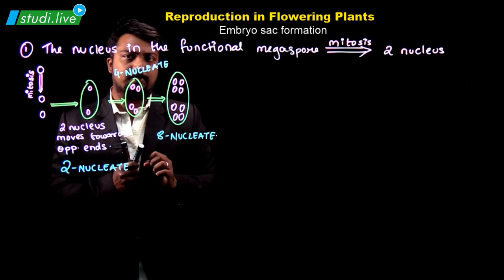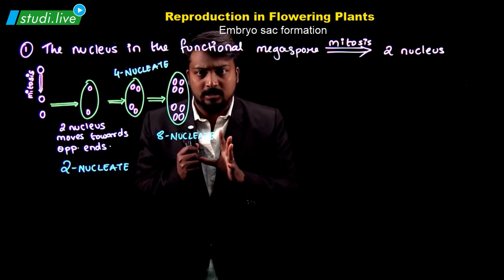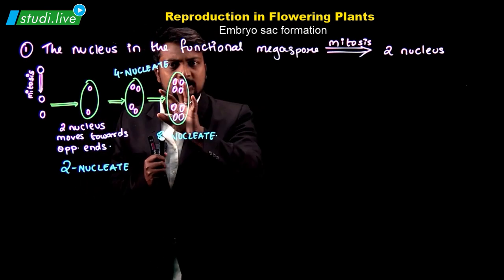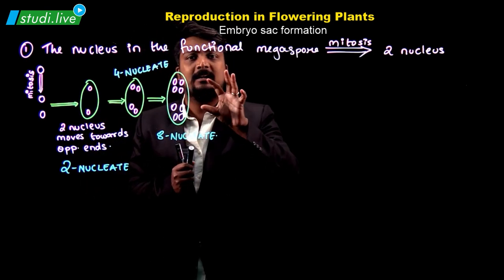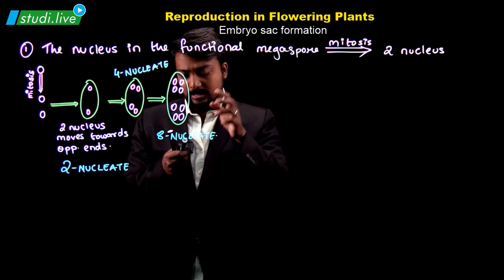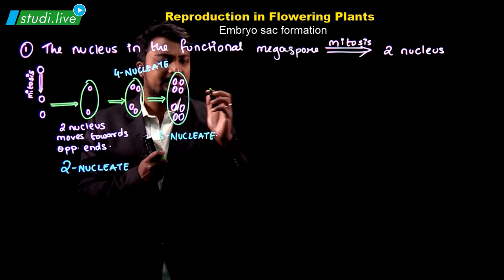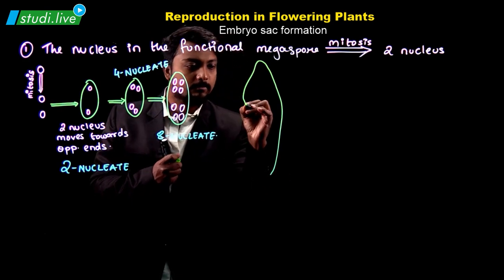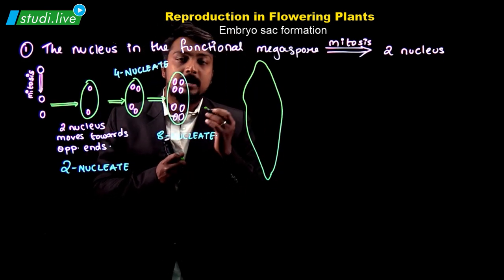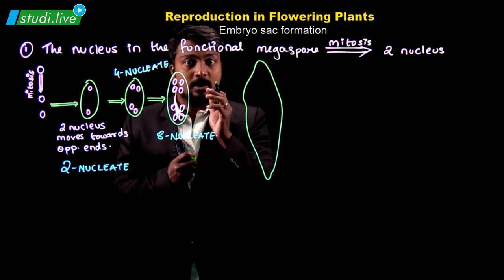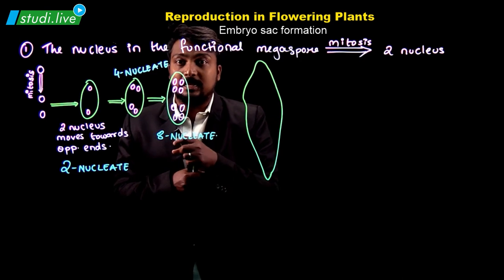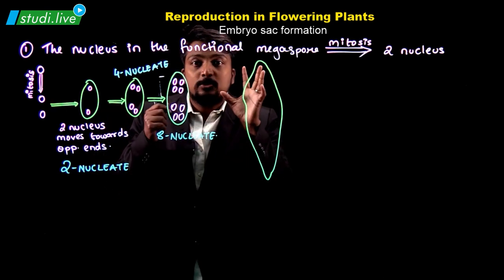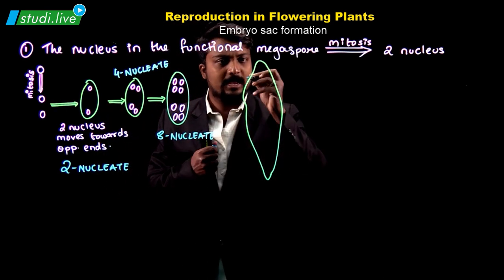Now out of these eight nuclei, six of the nuclei form cell walls and they get organized well in this megaspore. How do they get organized? Let us see. I said six nuclei, right? So six nuclei are going to form cell walls around them. So let us have cell walls.